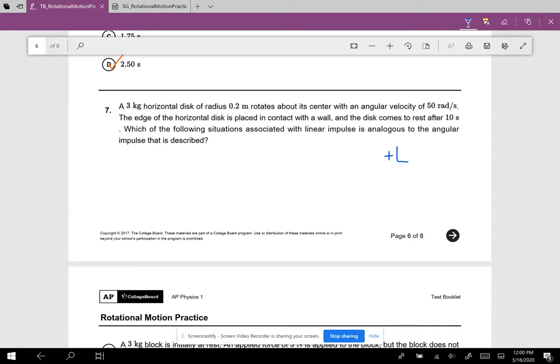We have a force that's acting on it over some amount of time, and it is decreasing its angular momentum. Before, our change in momentum was equal to our force times our change in time. We have the same thing in an angular sense: our change in angular momentum equals our torque over some amount of time instead of force, because torque is our angular analog for force.